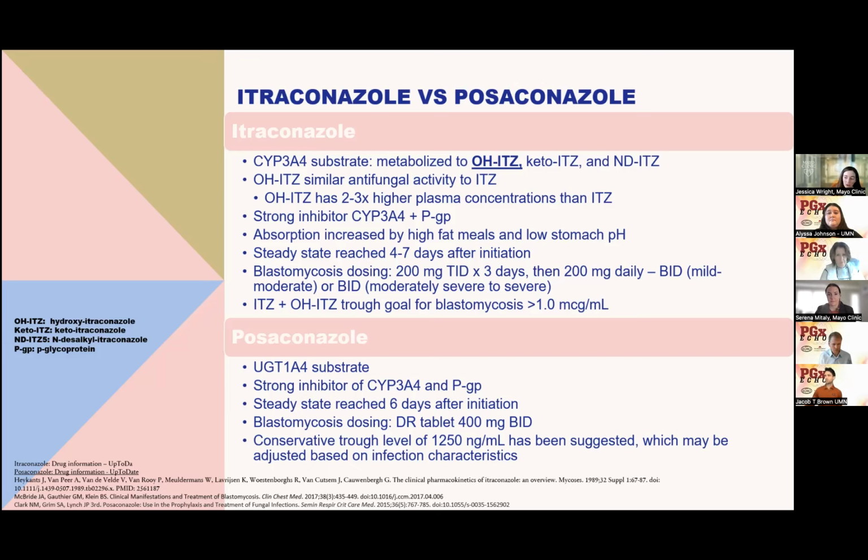Now, the trough goal, oftentimes you'll see it being quoted as itraconazole plus hydroxyitraconazole, the total sum of those, should be greater than 1.0 micrograms per ml.